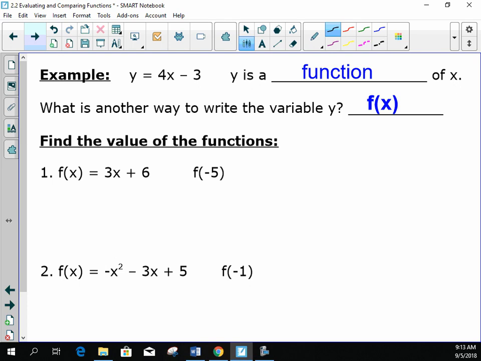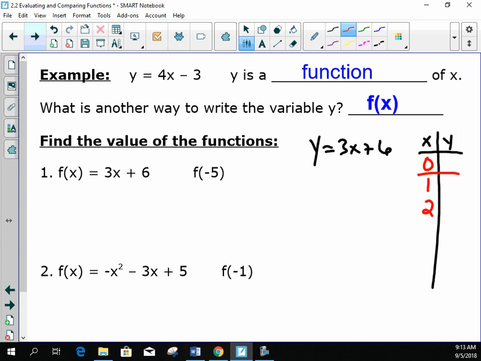We were doing functions. So let's take this first function, number 1. It says f of x, but that could easily be y equals 3x plus 6. And then I have an xy table. And then I'm just going to make up values for x. I'm going to say 0, 1, 2. All right? Why did I pick those? Why not?